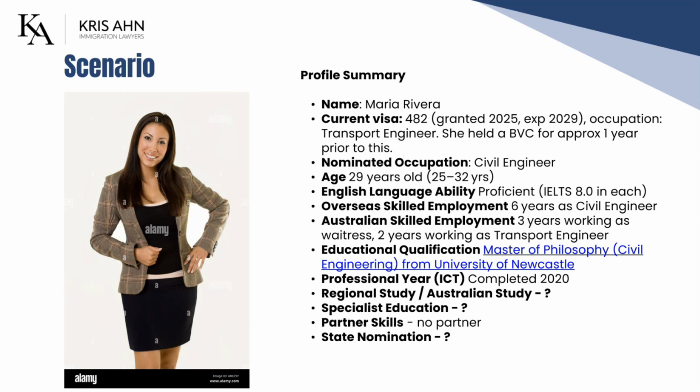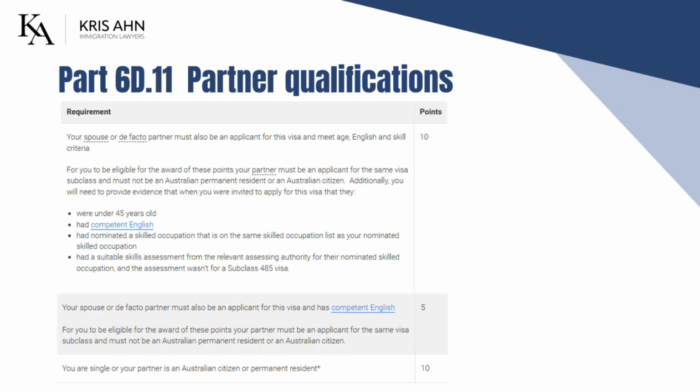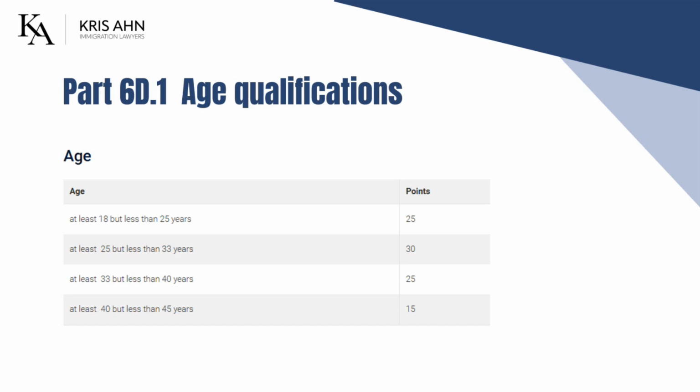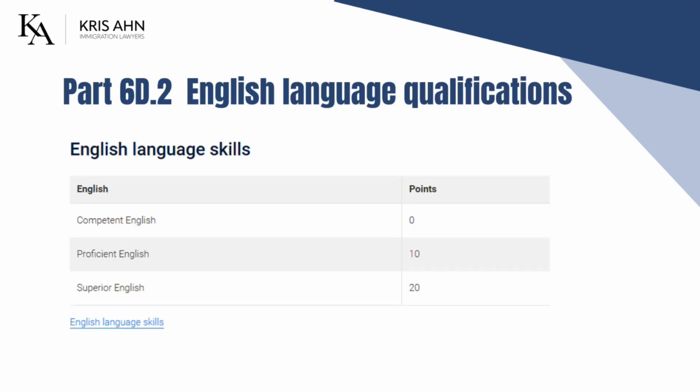I don't know if she can get any ASR points, or any specialist education points. She doesn't have any partners. We don't know if she's been studying in a regional area. Let's go to the very beginning. She's 29, so how many points is she going to get? 30. 30, easy, nice. That's like half the points that she needs. So 30 for age. She's got proficient English, so how many points is that? 10, nice. So 10 for English.